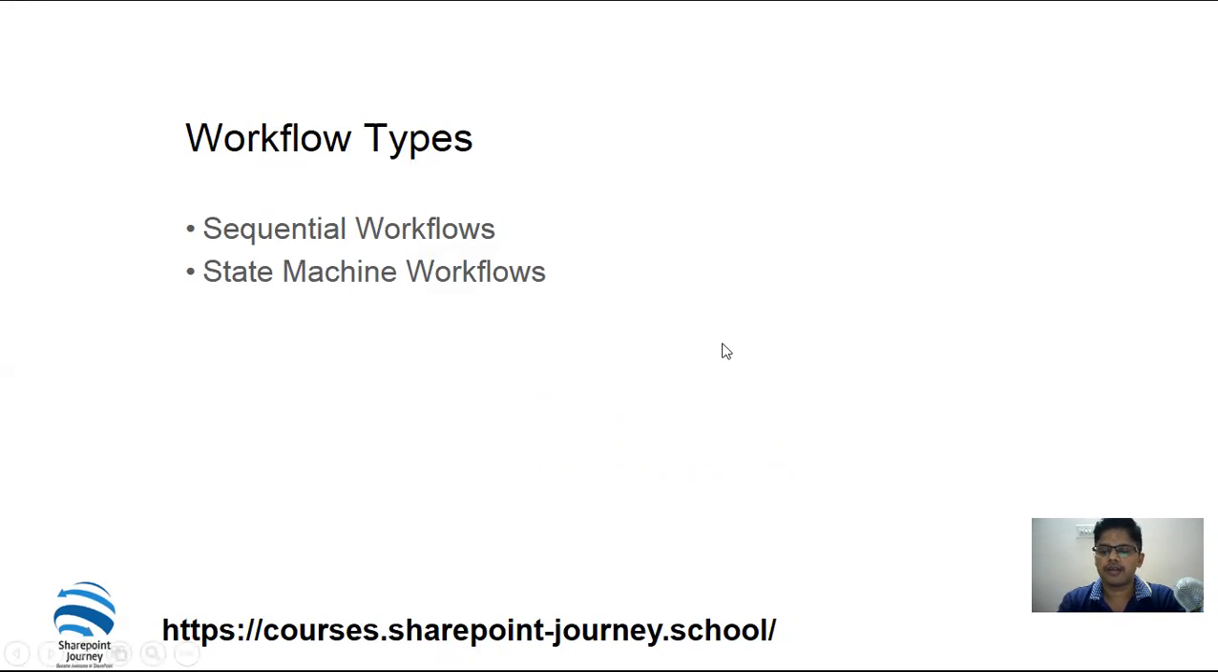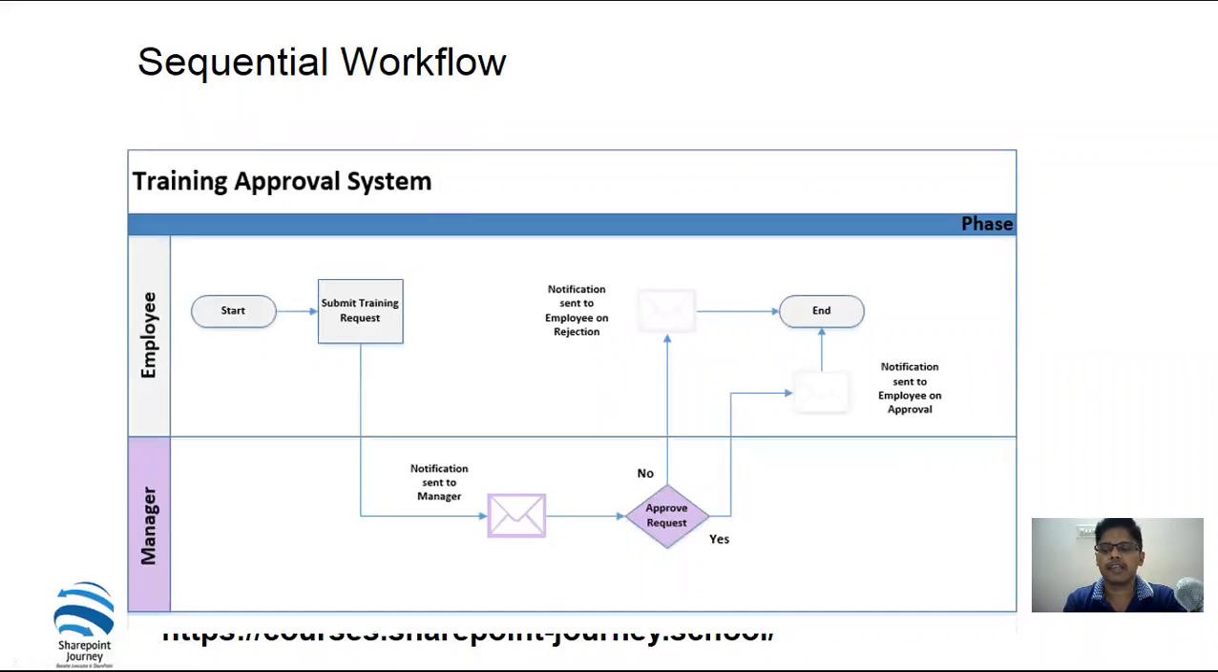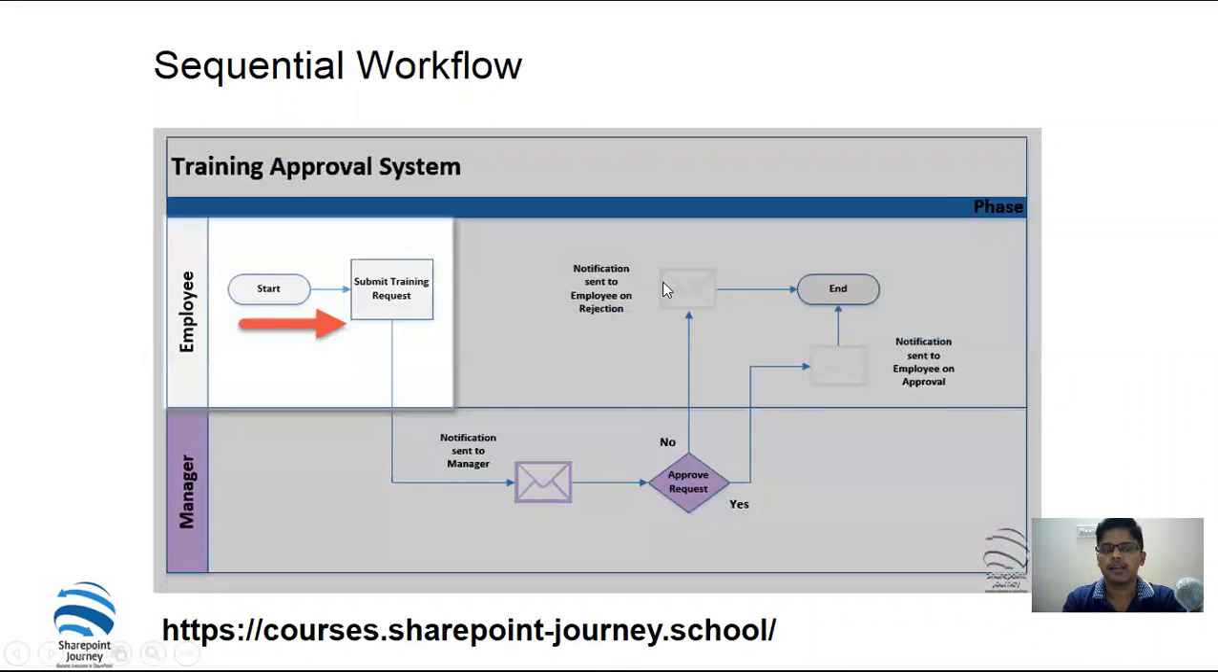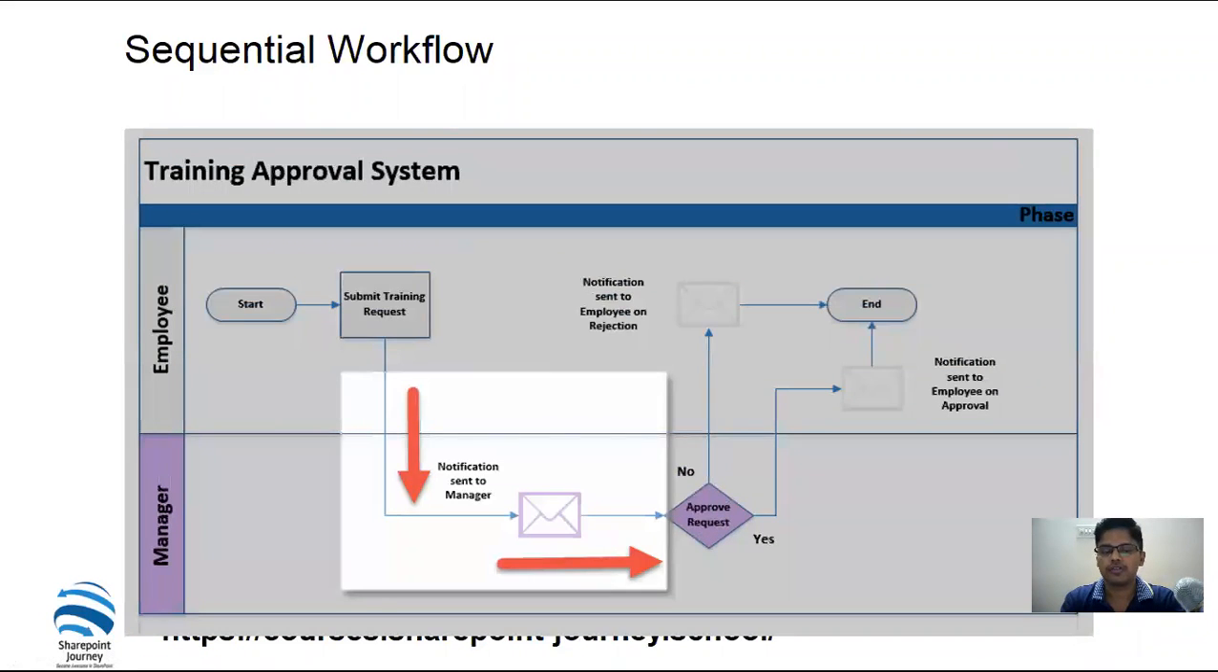All right. So let's say I have a training approval system, and let's talk about just two roles, where I have an employee role and the manager. In this case, let's say the employee submitted a request for the training approval. Then that will go to the manager.